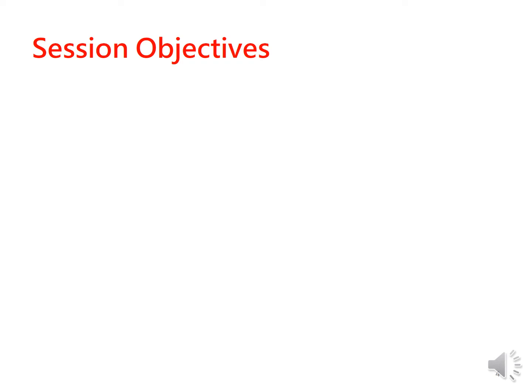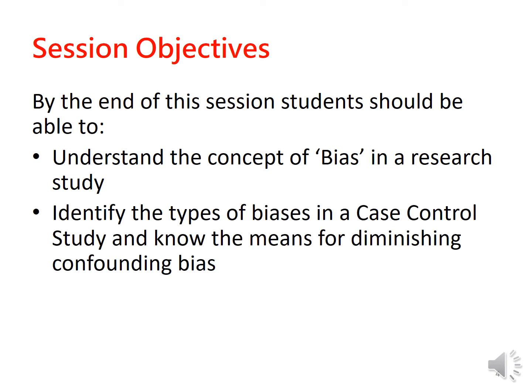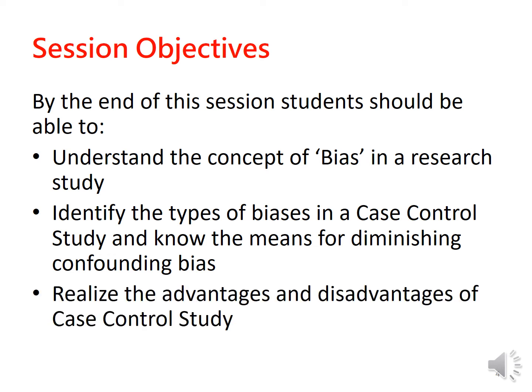After revision, we are going to start today's session. Objectives of today's session are: number 1 is to understand the concept of bias in a research. Number 2 is to identify the types of biases in a case control study and to know the means for diminishing confounding bias. How we can diminish or control confounding bias in a case control study. And number 3 is to realize the advantages and disadvantages of case control study, because there are advantages and disadvantages of conducting every study. Today we will discuss about case control.